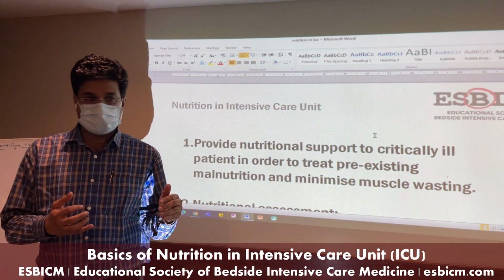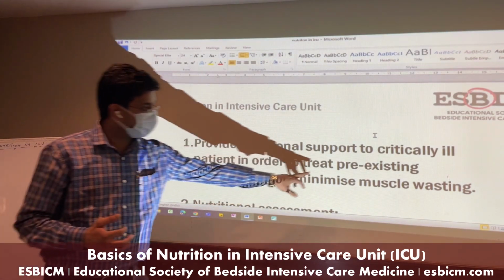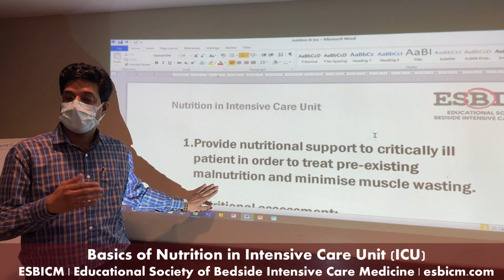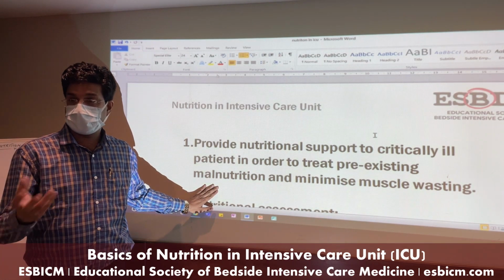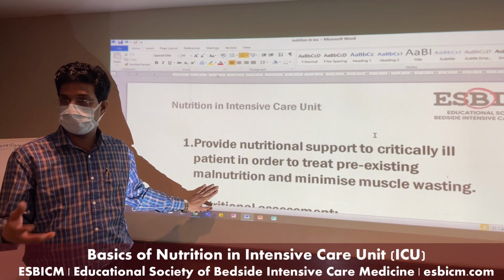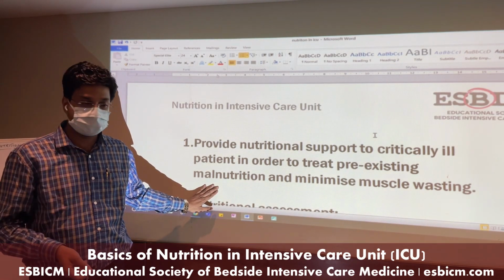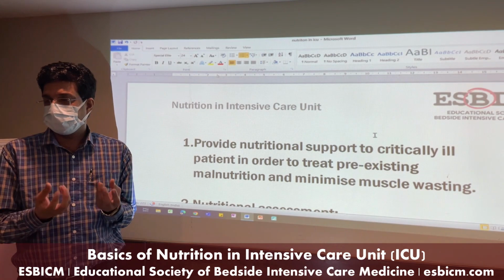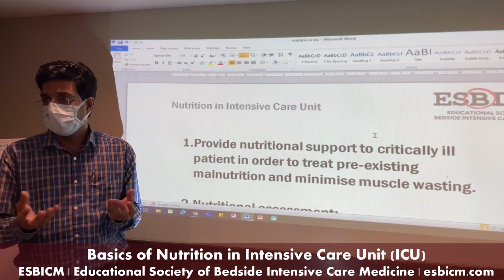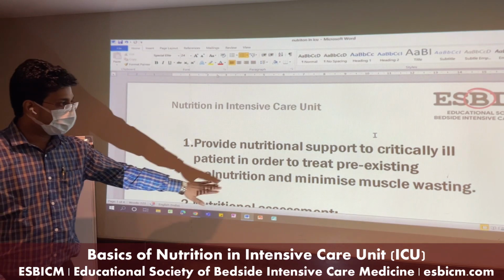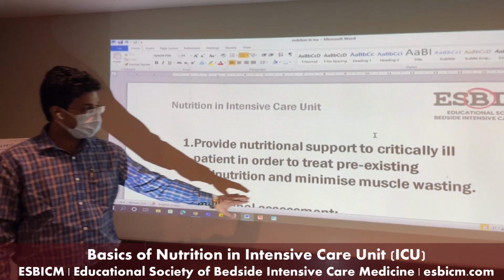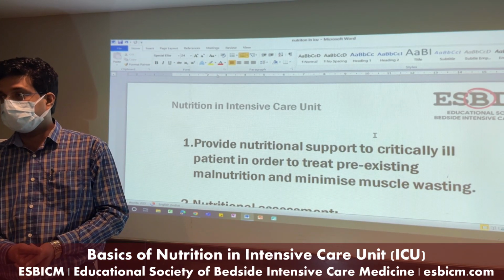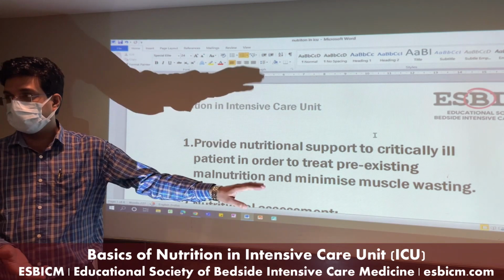So we need to consider two aspects. One, we need to treat pre-existing malnutrition, whether there was weight loss in this patient previously, or whether the patient is malnourished. An obese patient can also be malnourished. It's a type of malnutrition. Whether there is some malignancy, a cachexia disease, or the patient was not able to eat properly because of bedridden status. So there is some pre-existing malnutrition, and we also need to minimize muscle wasting. The patient remains on the bed most of the time in the ICU, so there is muscle wasting also. We need to address all these issues.